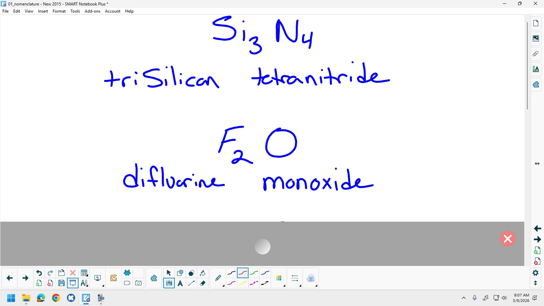The prefix for 1 is actually mono, but because oxygen starts with a vowel, instead of saying monoxide, we've dropped off the O from mono and just gone with monoxide. So again, if you have an element that starts with a vowel and your prefix ends with an O or an A, you drop that O or A off of the prefix.